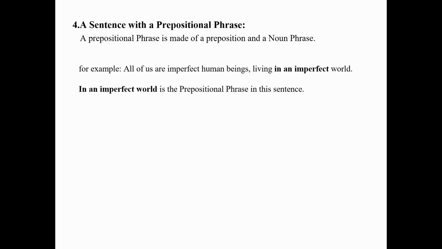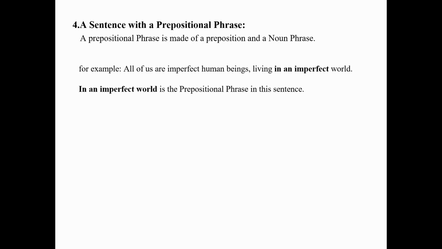The fourth form is a sentence with a prepositional phrase. A prepositional phrase is made of a preposition and a noun phrase. For example, all of us are imperfect human beings living in an imperfect world. In an imperfect world is the prepositional phrase. In is the preposition, while an imperfect world is the noun phrase.